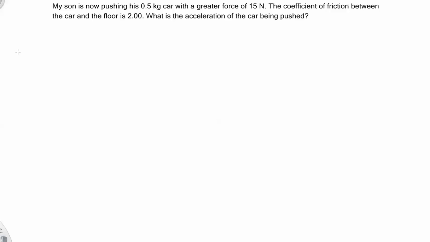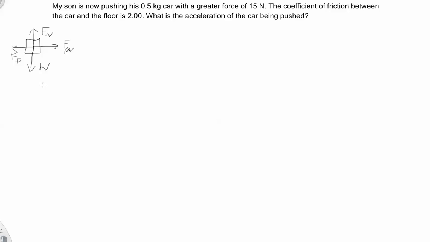So again, I'm going to draw a free body diagram first, with the forces acting on the car that I know. If it's on Earth, I know the weight is pulling down on it. My son is pushing on the car to the right. There's a normal force pushing up from the floor. And then we have the frictional force going against the push.